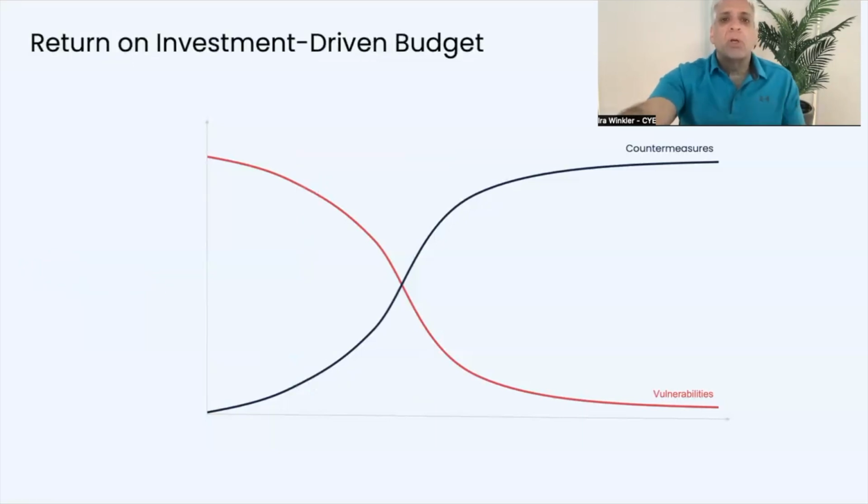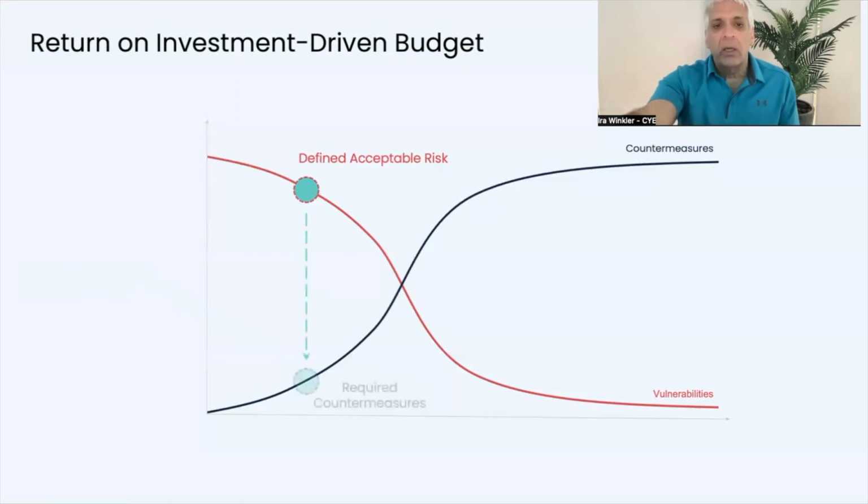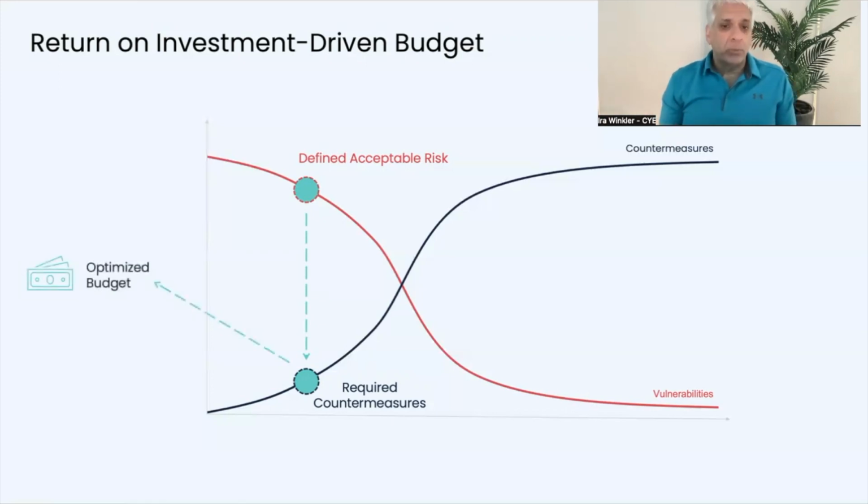Next, there's what I call a return on investment driven budget. In this case, what you are proactively doing is defining your level of acceptable risk. Based upon your defined level of acceptable risk, you then calculate what budget you need to get to that level of reduced risk. That's the optimized budget: you figure out the acceptable risk, and how you get to the required countermeasures and optimum budget.